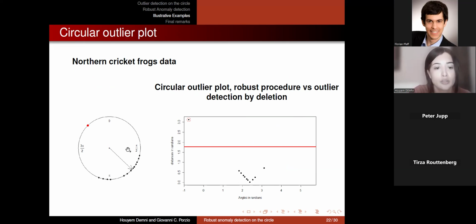Here on the circle, we see that this outlying observation is detected by our method, and it's also detected by the C-stat. This plot is a circular outlier map, where on the x-axis we have the angles in radians, and on the y-axis we have the distances in radians. The solid red line is our cutoff value using our robust procedure, and the points within the circles are those flagged as outliers using the C-stat. So within this example, both methods work well: our robust method is able to detect the outlier, and so is the standard method.